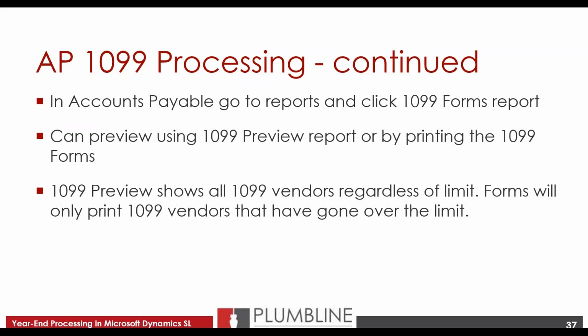In accounts payable, you will go to the reports section and then click on the 1099 forms report. You can preview the 1099 just using the 1099 preview report, or you can actually print the 1099 forms report. You can print that as many times as needed. It's not just a one and done. As mentioned before, the 1099 preview is going to show everyone, regardless of whether they've hit the limit or not. The 1099 forms report is only going to print those that have hit the limit.